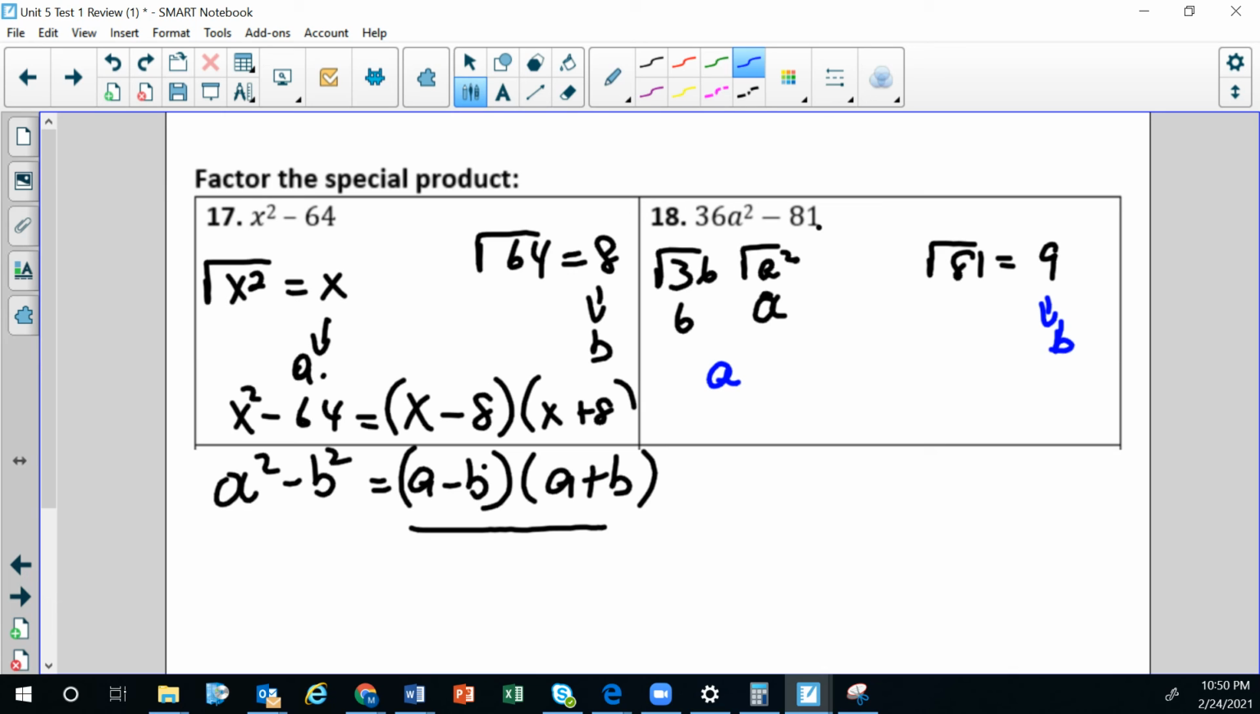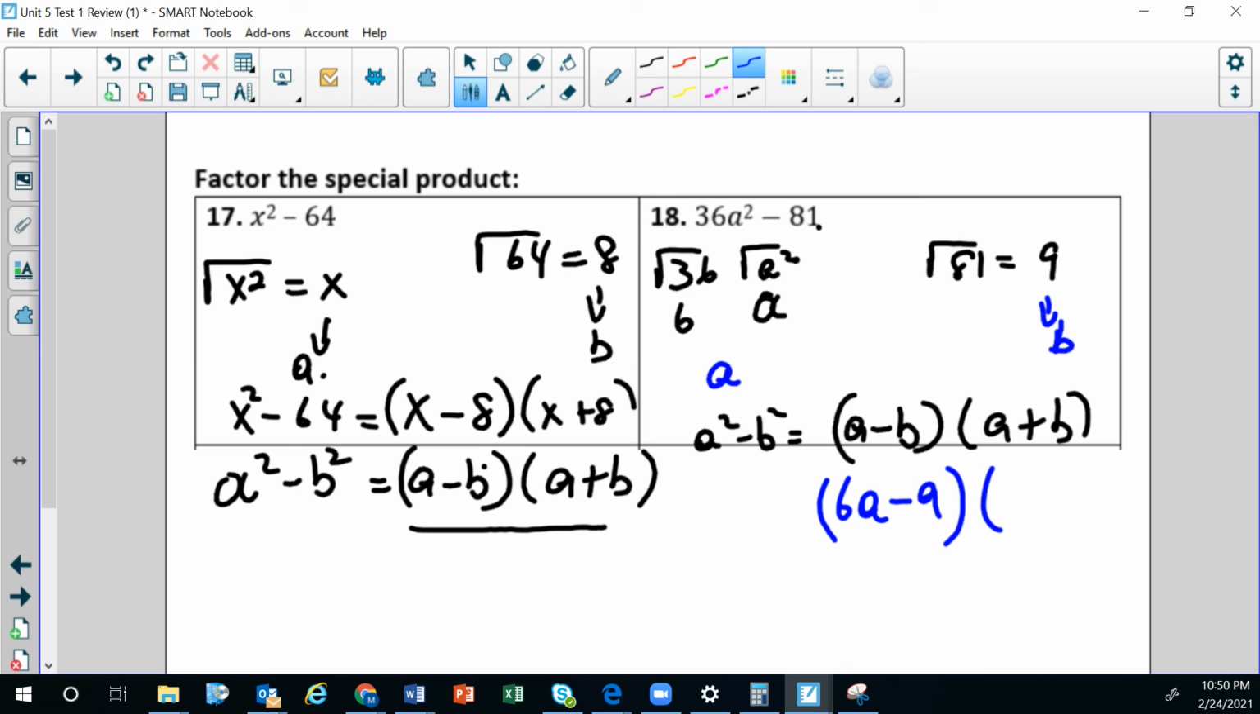And so remember now, it's a squared minus b squared is equal to a minus b times a plus b. Okay, and so my a is my 6a, my b is 9. So that's one factor. Come again now. My a is 6a, but this time it's going to be a plus, and my b is 9. All right.